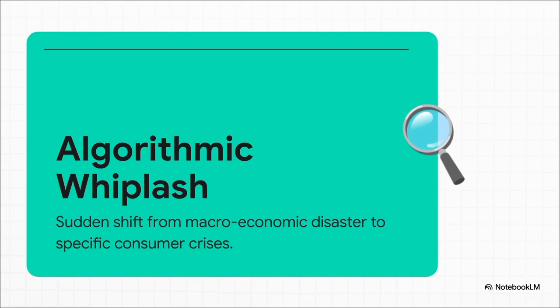And this brings us to a concept we can call algorithmic whiplash. This is that sudden, jarring shift in a recommendation feed from broad macroeconomic disaster content straight down into highly specific personal consumer crises. It explains the logical flow perfectly. The algorithm seamlessly connects the abstract fear of failing national economies to the very tangible, everyday stress of realizing you might be buying an overpriced car. It brings that global dread right down into your driveway.